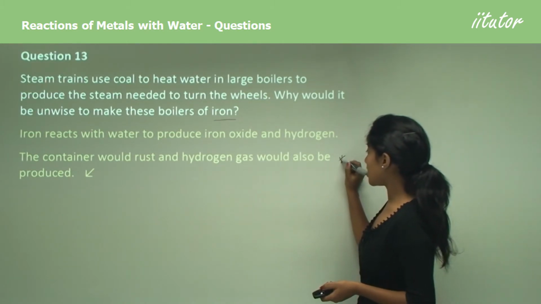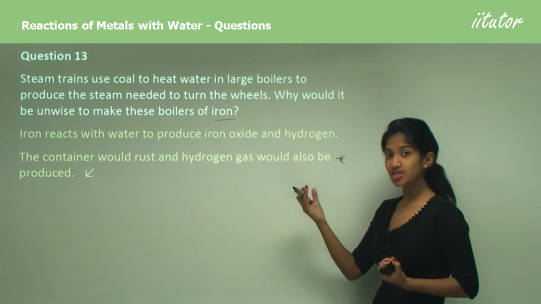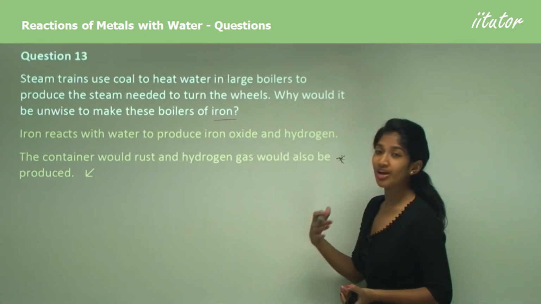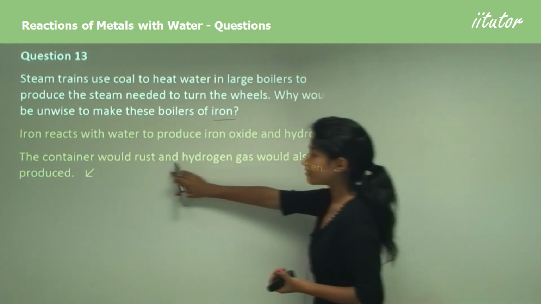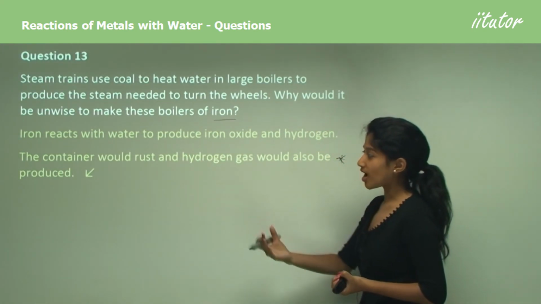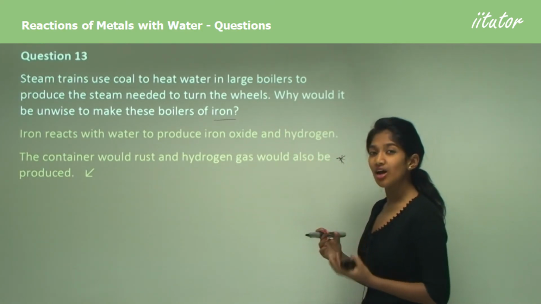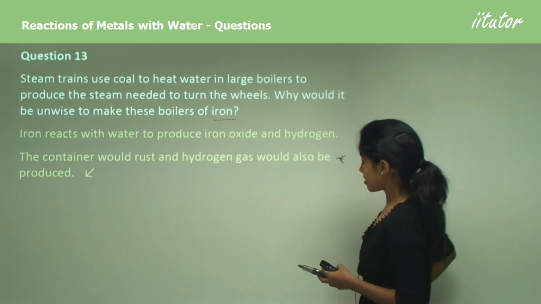Now this point here comes from our lesson before. So when you're answering such questions, especially long answer questions like these, you have to incorporate your knowledge from other parts of the lesson. So here we have the rust being formed because iron oxide is rust. So the rusting would also damage the steam trains. So that's how you would incorporate 2 different sections in one answer.